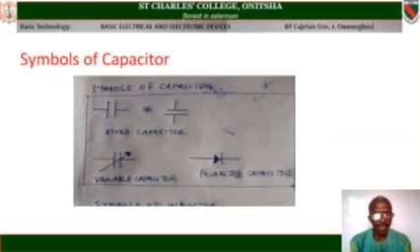You have the symbols of capacitor in the diagram below. You have fixed capacitor, you have variable capacitor, and the polarized capacitor. Note the difference in the diagrams.